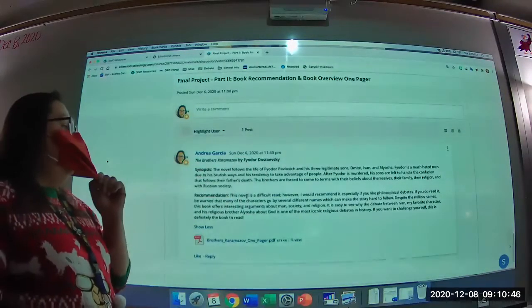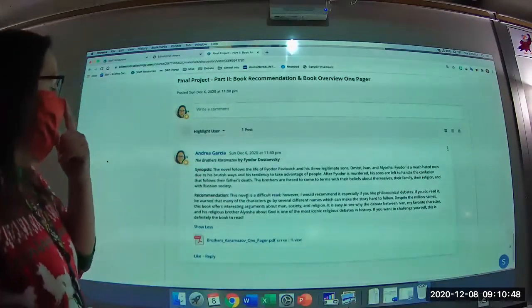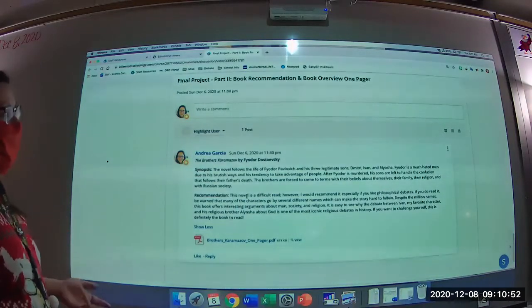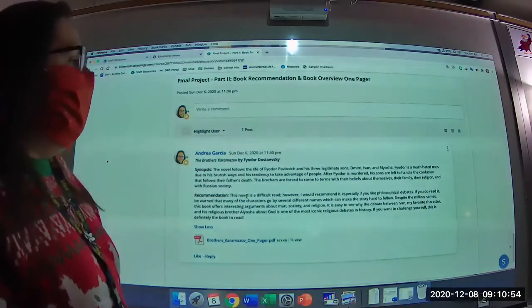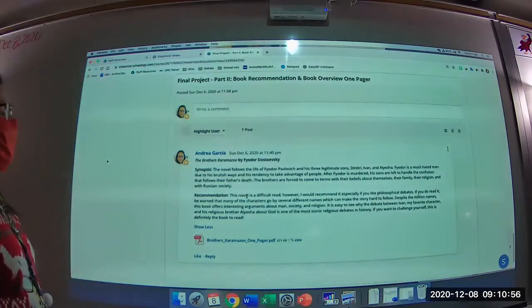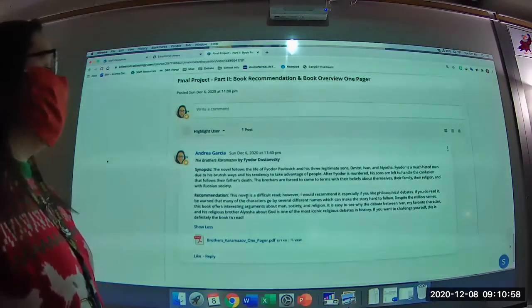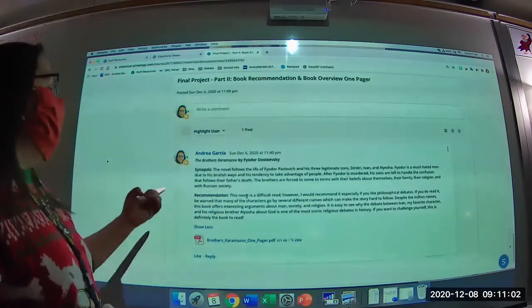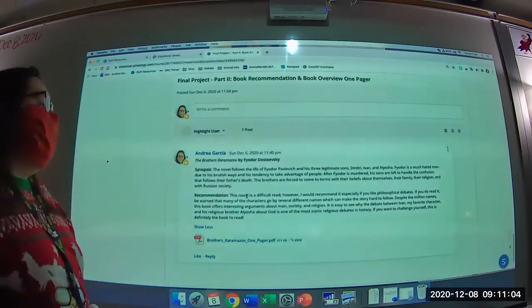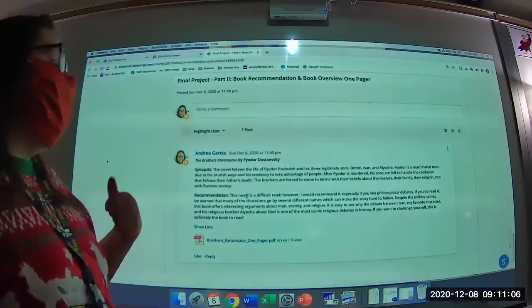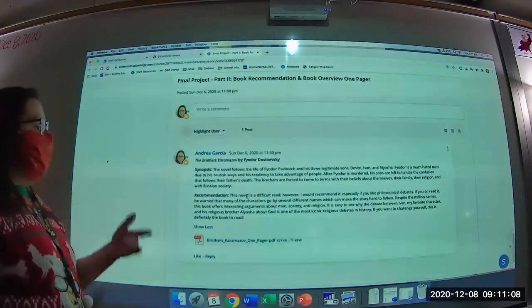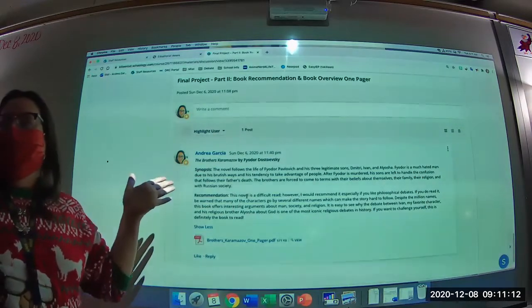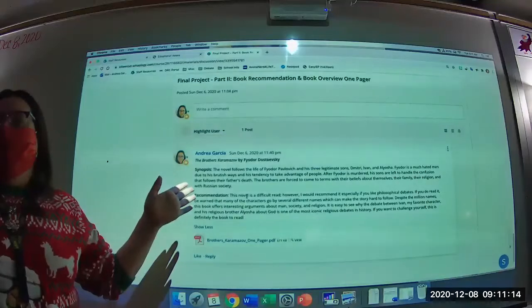Synopsis. The novel follows the life of Fyodor Pavlovich and his three legitimate sons, Dmitri, Ivan, and Aloysia. Fyodor is a much-hated man due to his brutish ways and his tendency to take advantage of people. After Fyodor's murder, his sons are left to handle the confusion that follows their father's death. The brothers are forced to come to terms with their beliefs about themselves, their family, their religion, and with Russian society. Did I give anything away? But you got kind of an idea what it's about, right?